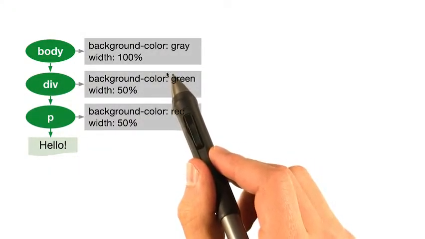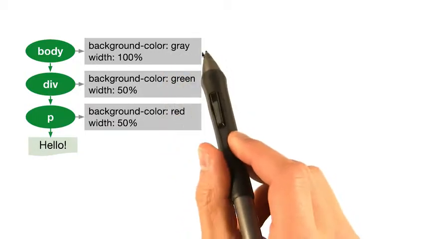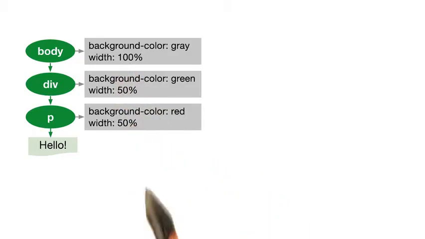We set the background on the body element to gray. That makes sense. That's exactly what we saw. And we set its width to 100%. Wait, that's 100% of what exactly? It's 100% of the layout viewport size.